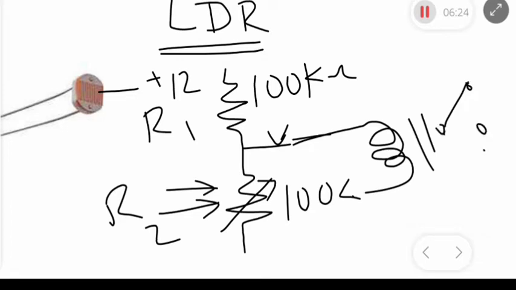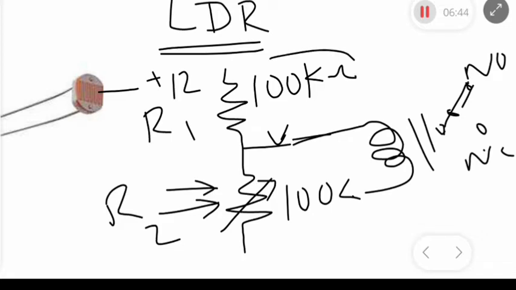So the relay has a normally open and a normally closed terminal. With this arrangement, this relay is already on. That is why this terminal is normally open. So it's already on. This is the state of the circuit at night.